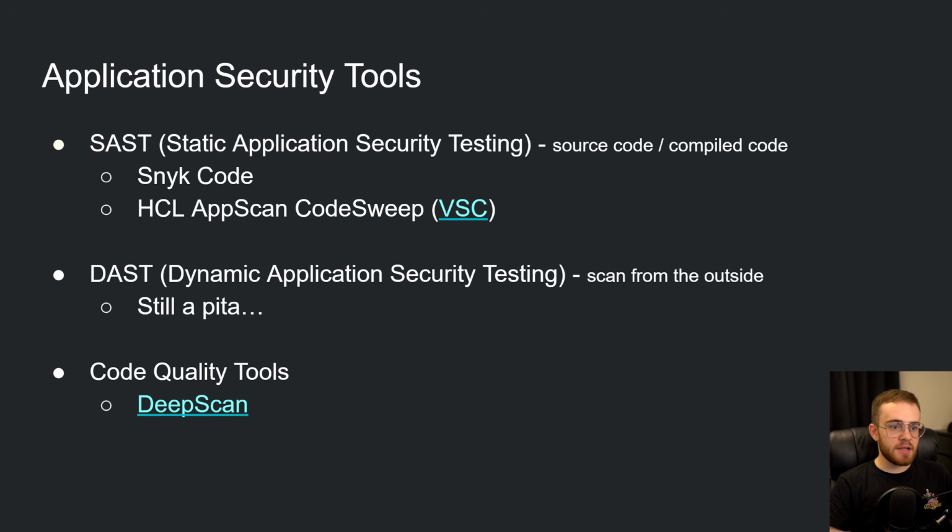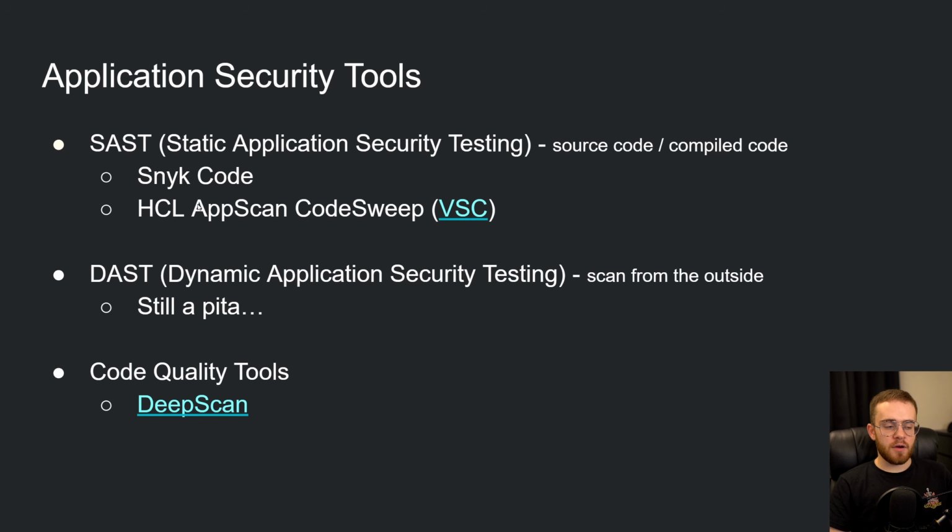So last but not least, let's move on to the application security tools. There's a couple of tools you can use. Very popular ones are so-called SAST tools, which stands for Static Application Security Testing. What it essentially does is test your source code or your compiled code. We already used one before, Snyk Code. Snyk is what you would consider a SAST tool.